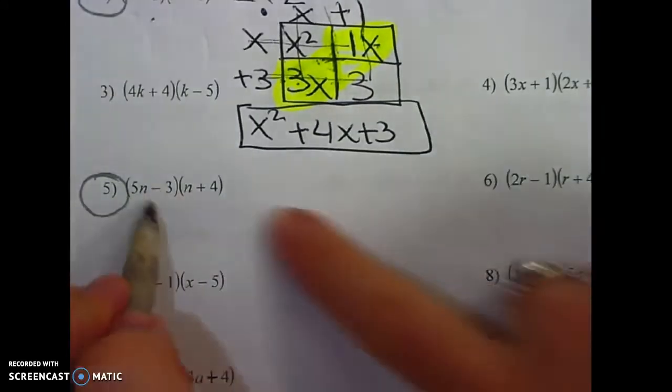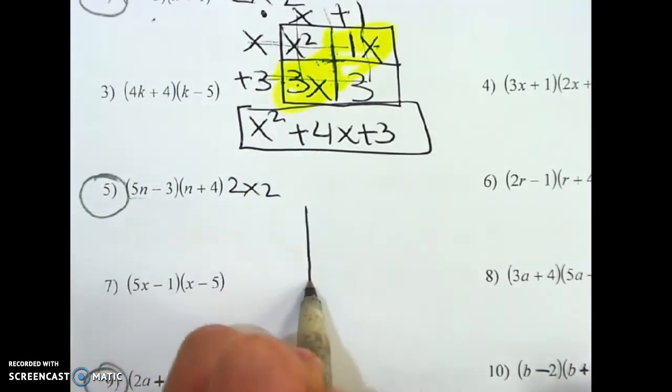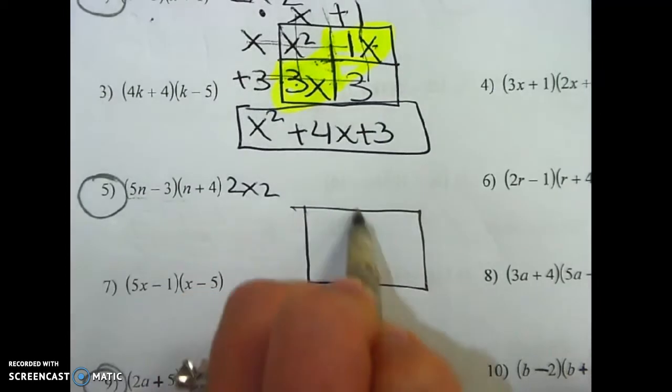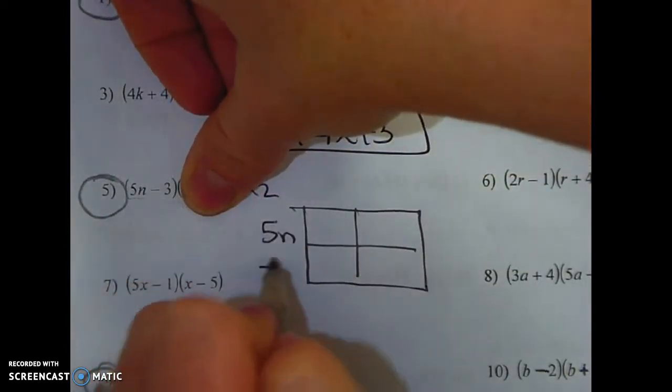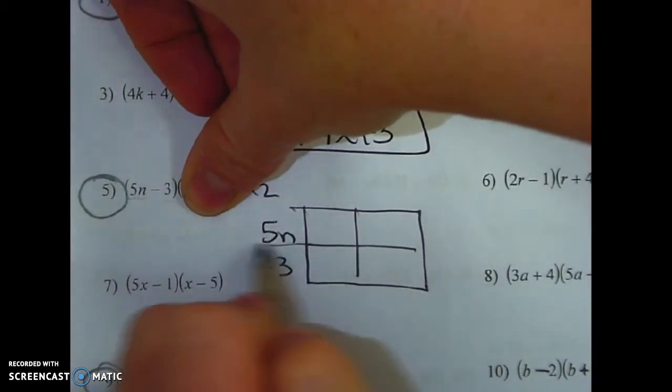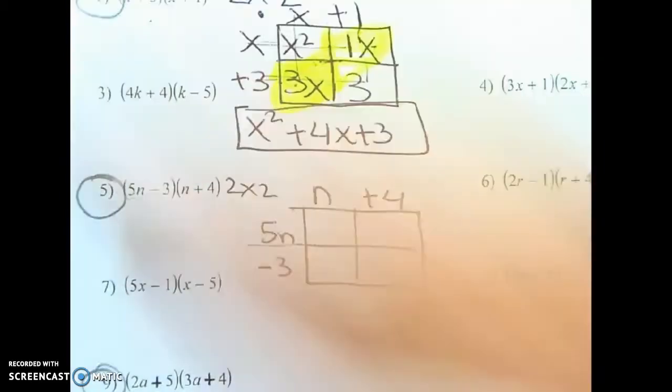Let's try number 5. When I look at number 5, what's the dimension of it? A 2 by 2. So now I'll go 2 down, 2 across, make my box. 5n minus 3. Notice this goes with that one goes there. And this is n plus 4.